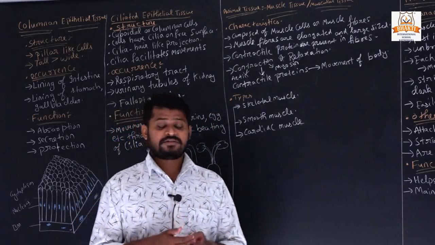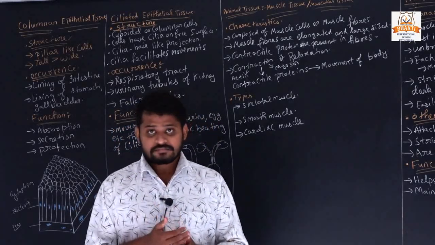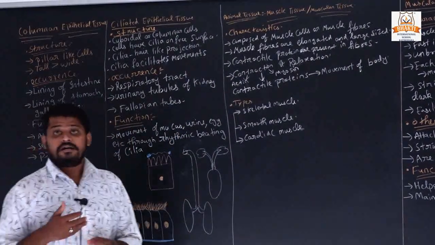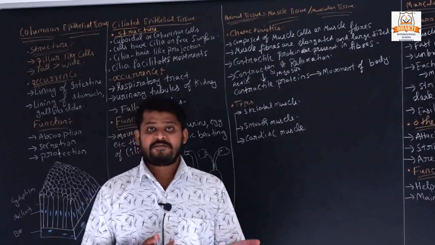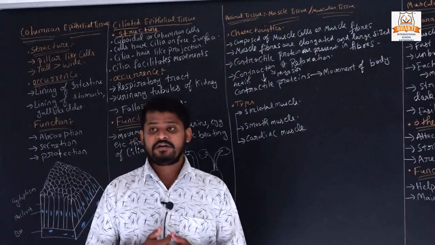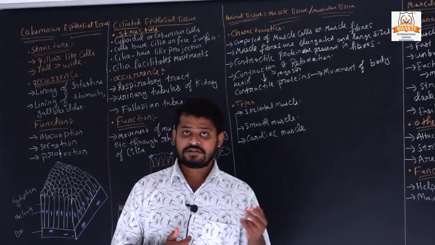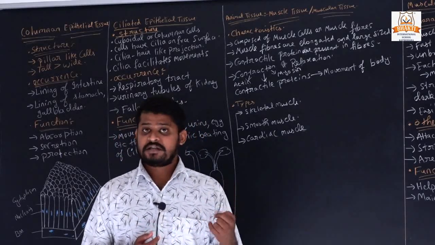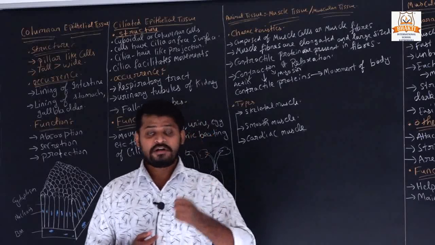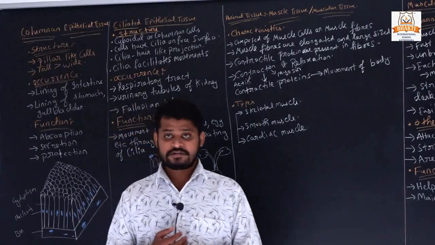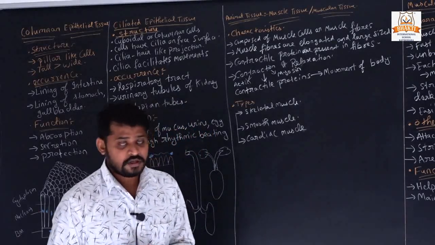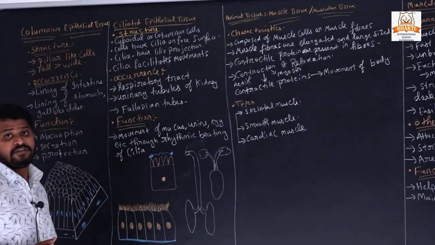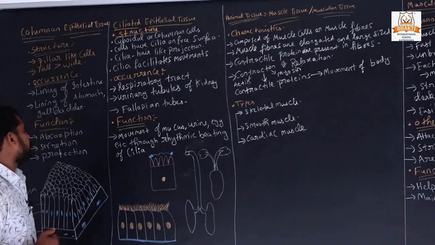In epithelial tissue there are four types of epithelial tissues. We already discussed two types in our previous video, squamous and cuboidal epithelial tissue. Now we are going to discuss the other two types of epithelial tissue in this video.